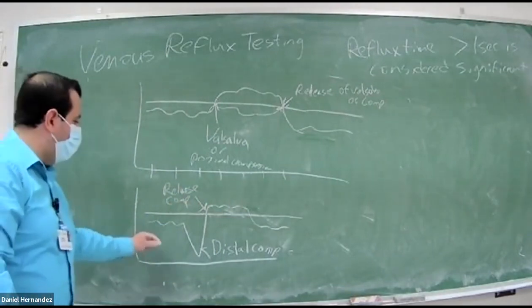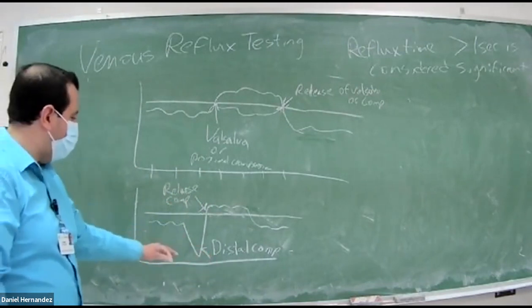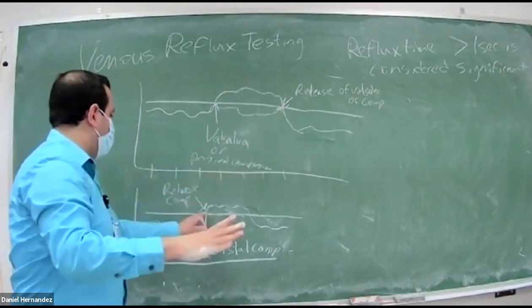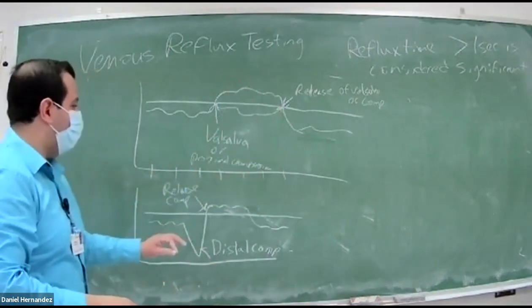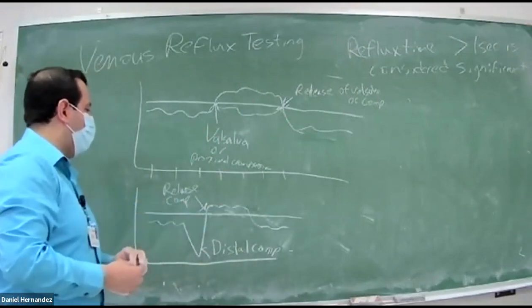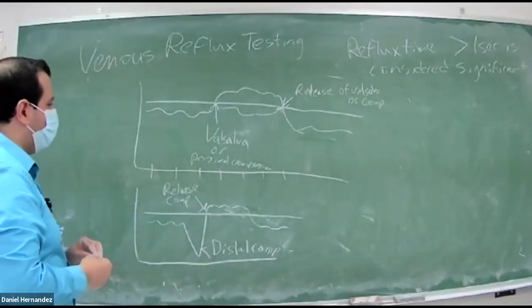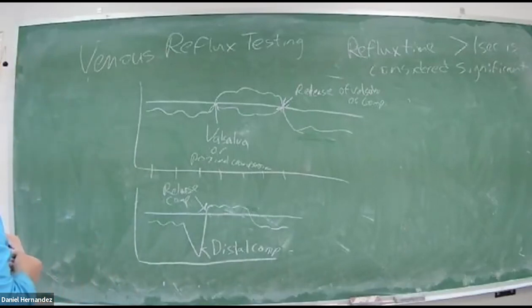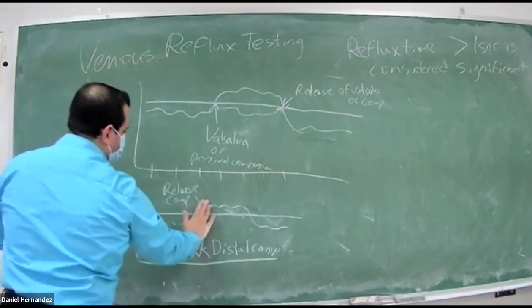So we have our normal flow, we do our distal compression or augmentation, we get a surge back, and then when we release that compression, if their valves are incompetent, we'll get reflux visualized within the vessel. So if it's normal, we shouldn't have that.